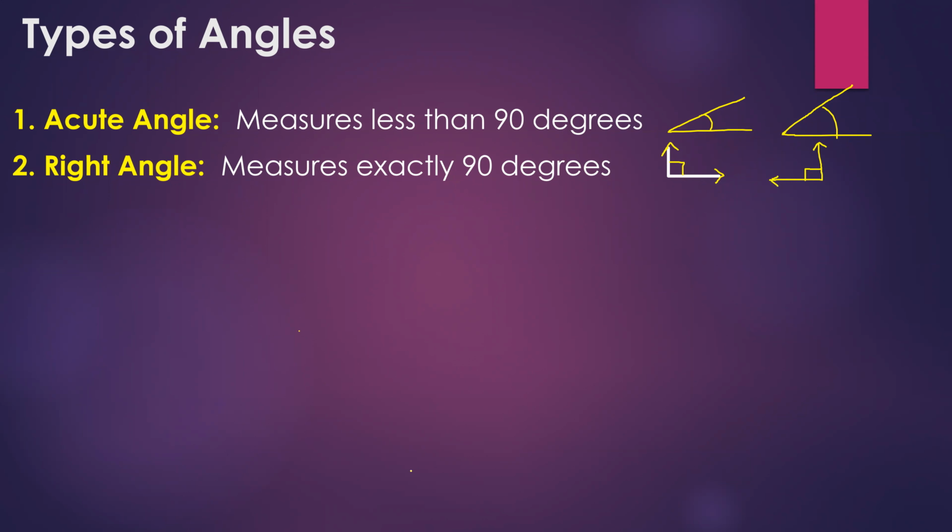Good. So we have the acute angle. Talia, what is an acute angle? An acute angle measures less than 90 degrees. Very good, less than 90 degrees.